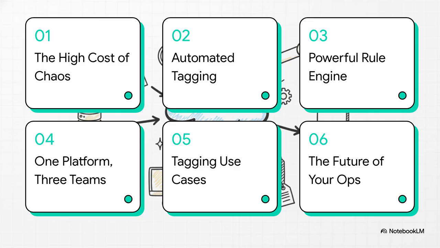First, we'll dive into the real cost of all that tagging chaos. Then, we'll check out an automated solution you can literally set up in minutes. We'll get into its no-code rule engine and see how it actually unifies your FinOps, SecOps, and DevOps teams. We'll wrap it all up with some practical use cases and take a look at what this all means for the future of your cloud ops. So, let's get into it.